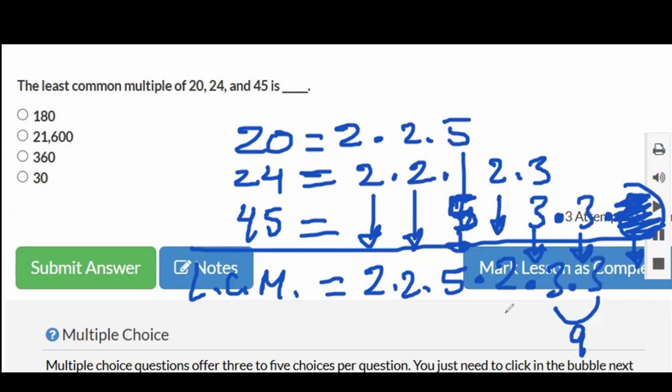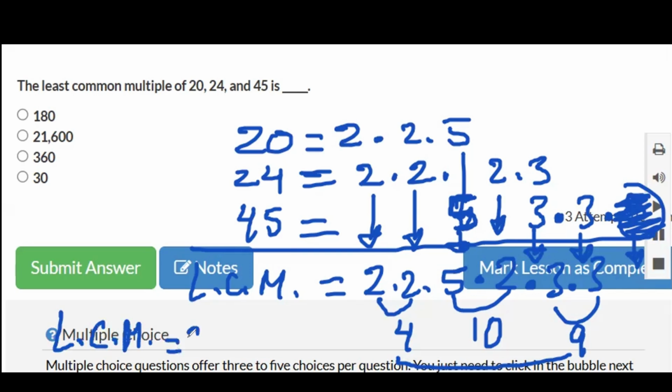3 times 3 is 9. 2 times 5 is 10. And 2 times 2 is 4. So 9 times 4 is 36. 36 multiplied by 10 is 360. Which is 360, correct? Yeah.